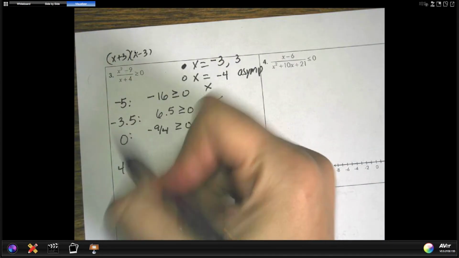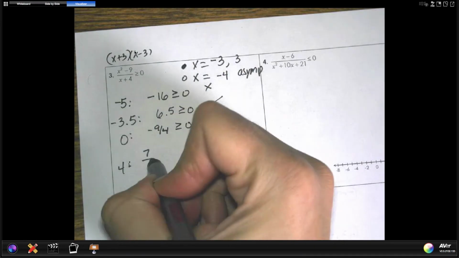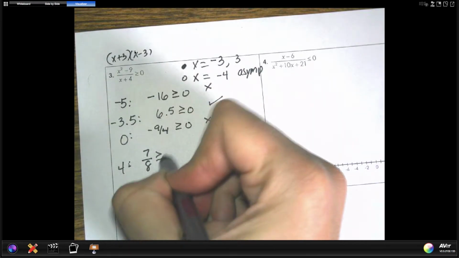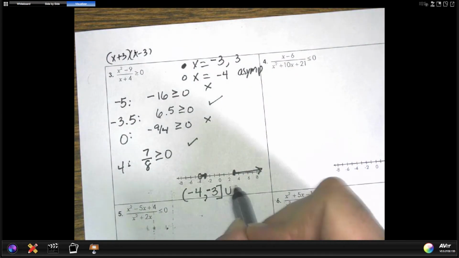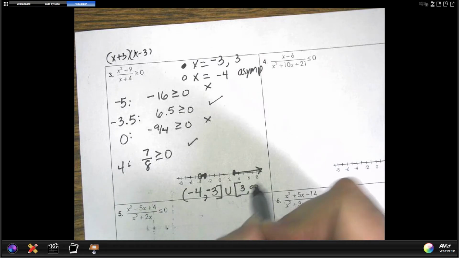When I plug in 4, 4 squared is 16 minus 9 is 7. 4 plus 4 is 8. Is that greater than or equal to 0? Yes. So it would be union, bracket 3 to infinity.